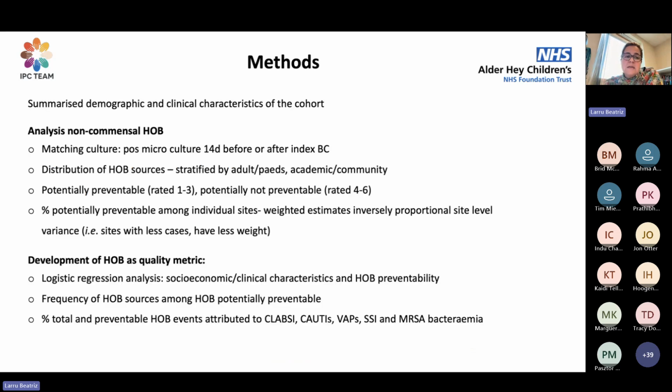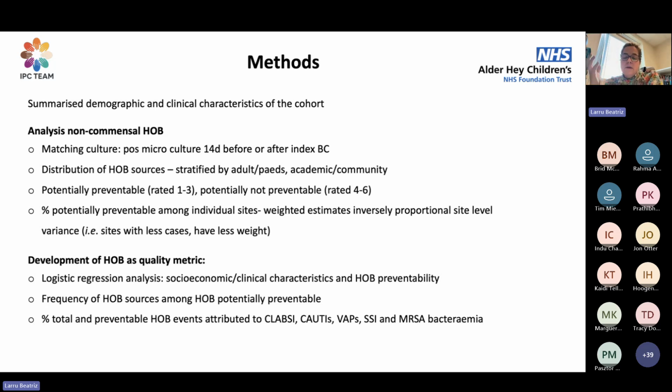How they did the analysis is that they summarized the different demographic and clinical characteristics in the whole cohort, but they also did so for the non-commensal hospital-onset bacteremia events. They also looked at which events had a positive microbiology culture 14 days before and 14 days after the index blood culture. They looked at how the sources of hospital-onset bacteremia were distributed and how many of them were preventable. They used preventability as a dichotomous variable, preventable yes or no, and to develop hospital-onset bacteremia as a quality metric, they did a logistic regression analysis to see what factors were associated with being preventable, yes or no.